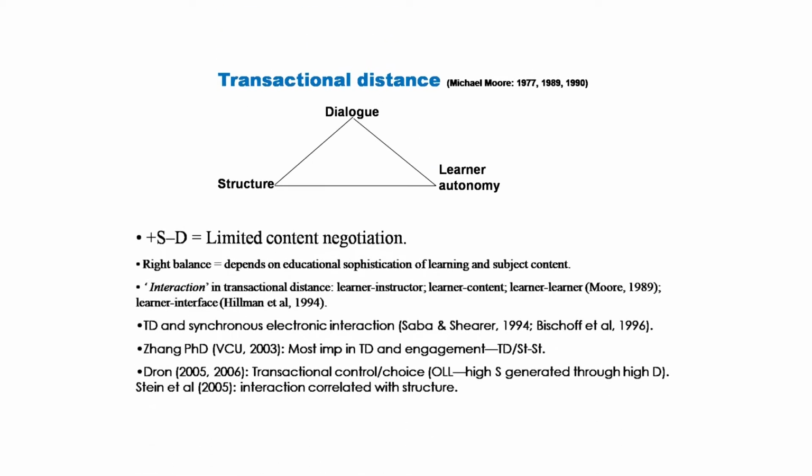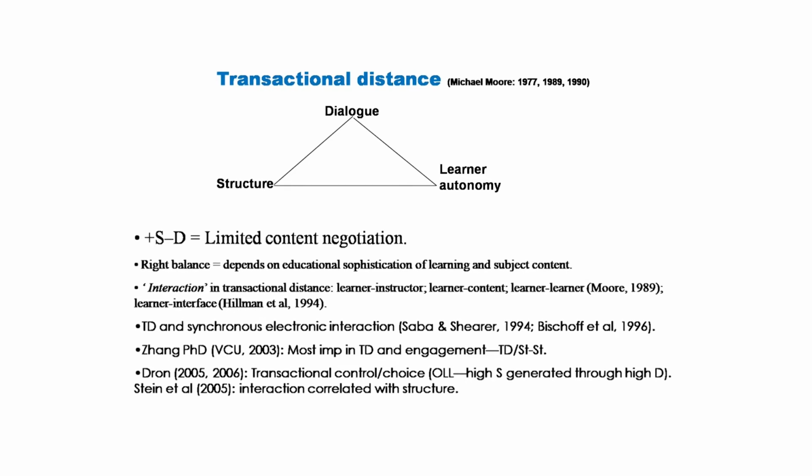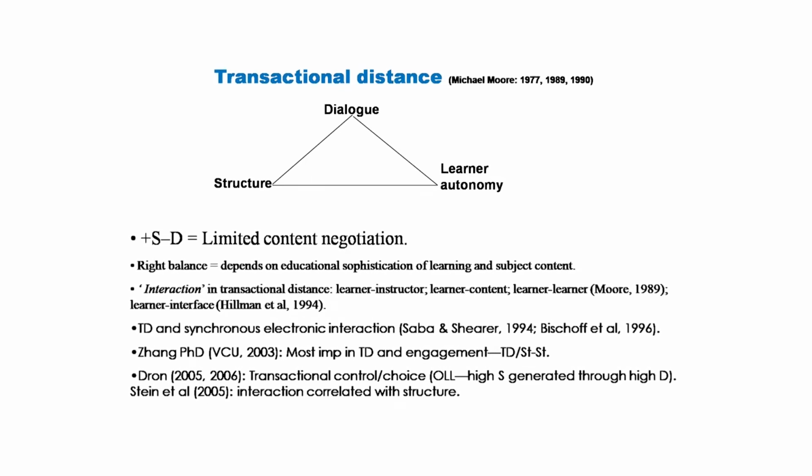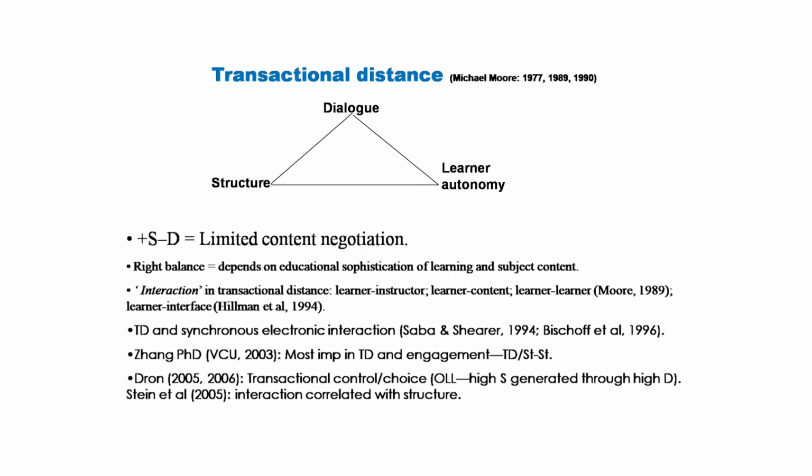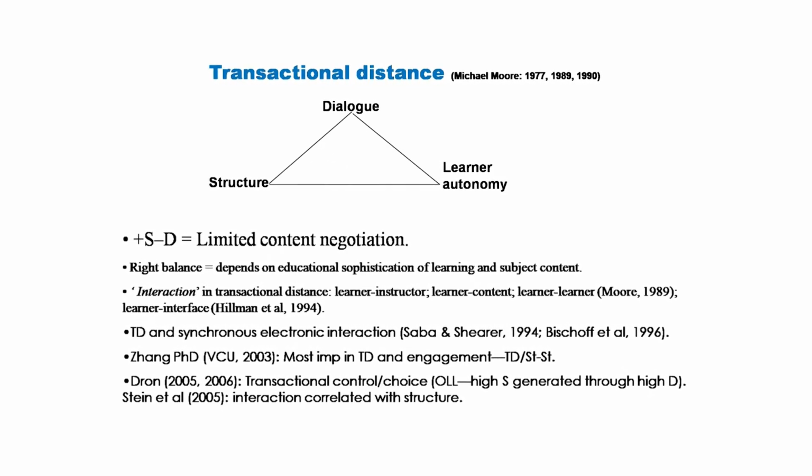Professor Michael Moore, who is regarded as probably the best theorist of distance education, talked about transactional distance: that physical distance is not important, but if we can take care of the transactional distance of teaching and learning between teachers and students, we will overcome physical distance and quality learning will take place. He explains this in terms of three variables: structure, dialogue, and learner autonomy.